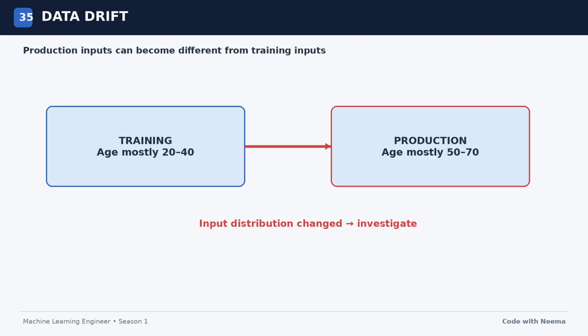One reason a model can degrade is data drift. Imagine we trained a model using customers mostly between 20 and 40 years old. 6 months later, the business starts targeting customers between 50 and 70. The production data now looks different from the training data. The model may no longer perform as well. This is one reason monitoring is essential.